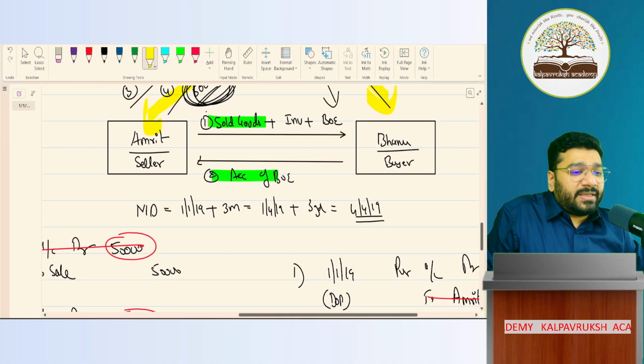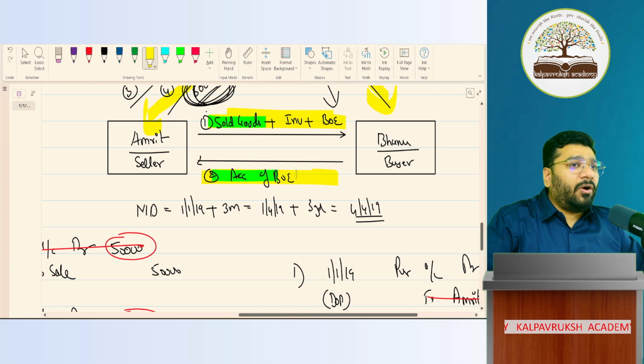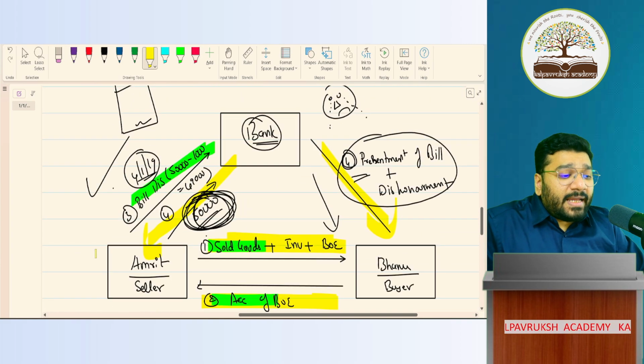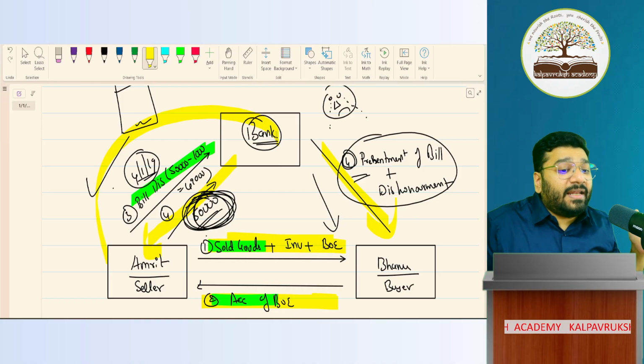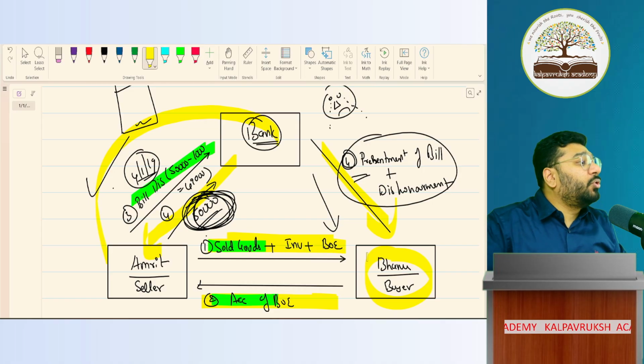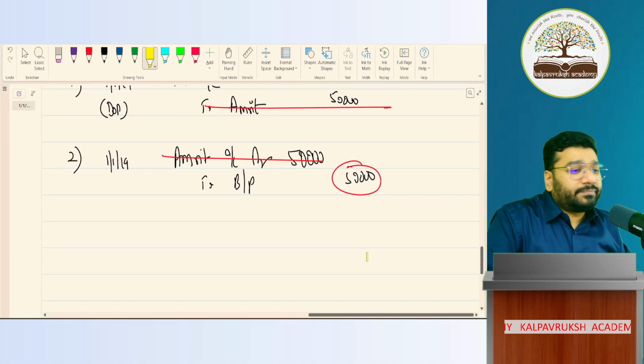First transaction, purchase entry recorded. Bills payable entry recorded. Now what is the third entry? This is an entry between Amrit and the banker, the bill discounting entry. Will we record it? Will Bhanu record it? No. So the discounting entry will not come here.